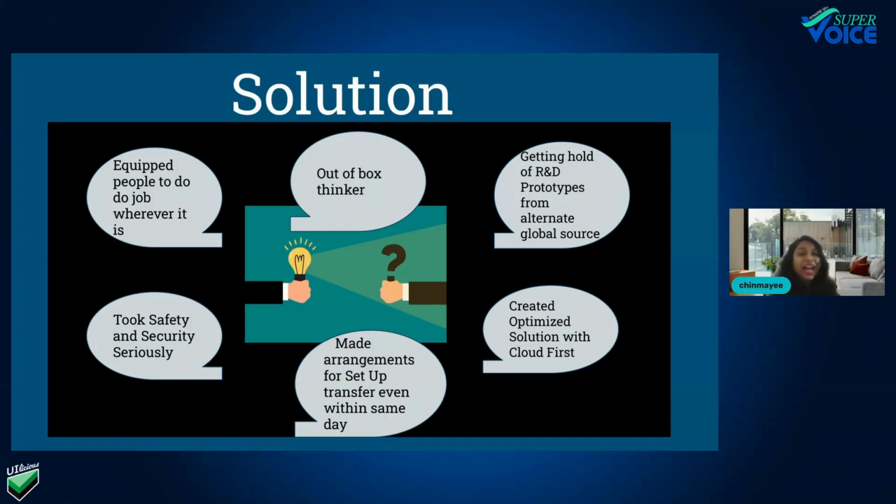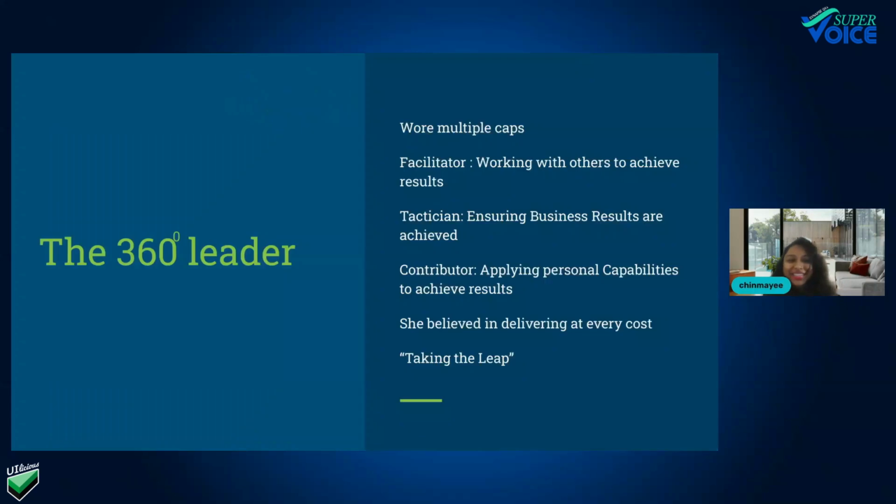For me, Sarah was an out-of-the-box thinker, because these were not the mundane routine activities that Sarah dealt with. She was given the responsibility to keep the show running, and here she came up with multiple solutions. For me, she was an example of a 360-degree leader.